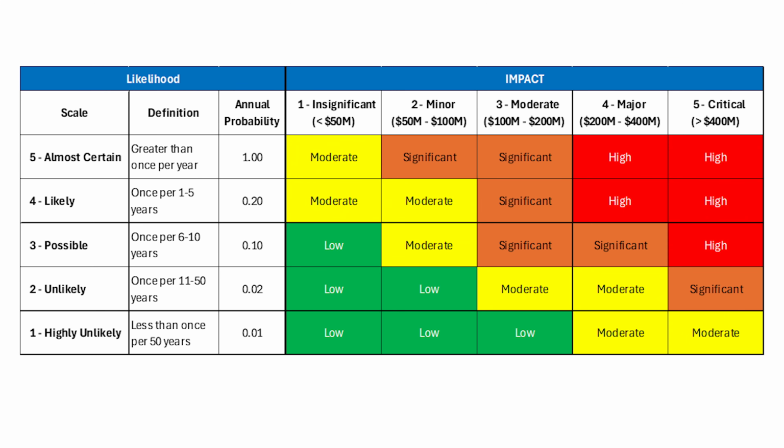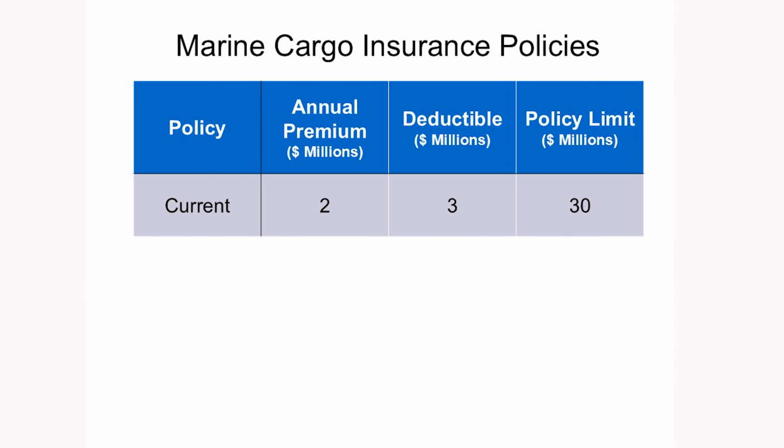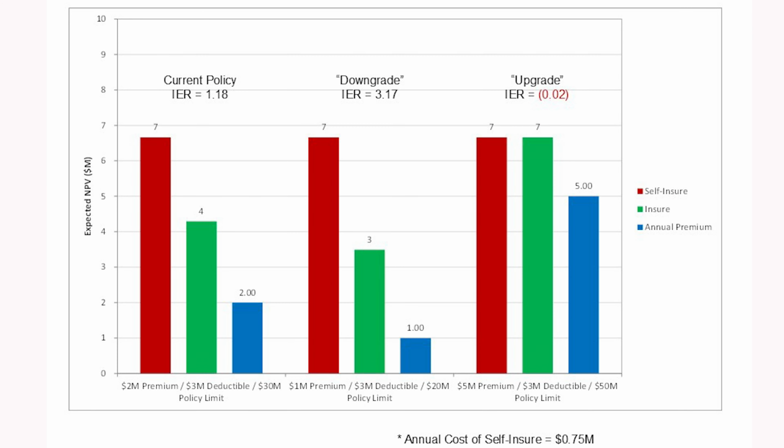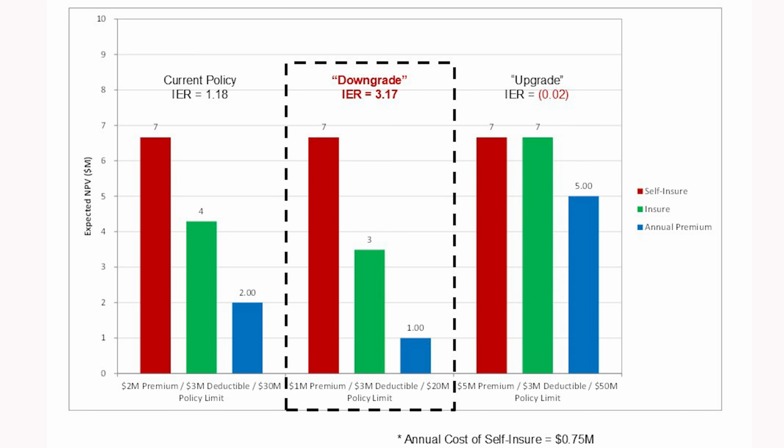Again, the insurance team performs a risk assessment of the issues that could trigger a marine cargo insurable event and works with the company's insurance broker or other insurance providers to identify the potential marine cargo insurance policies available to the company in the insurance marketplace. Three potential policies are identified. The upgrade policy with a $5 million annual premium is too expensive as it has a negative insurance efficiency rate. The downgrade policy is most efficient with an insurance efficiency rate of 3.17.